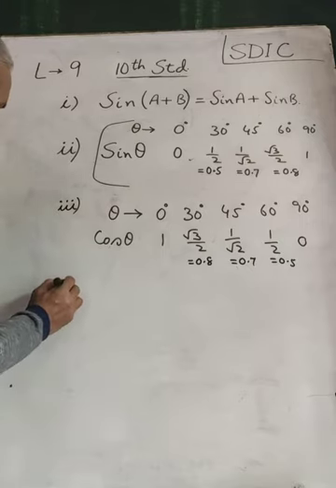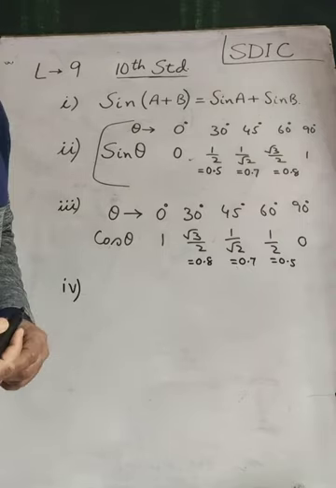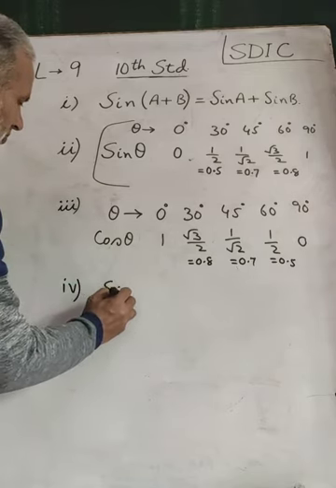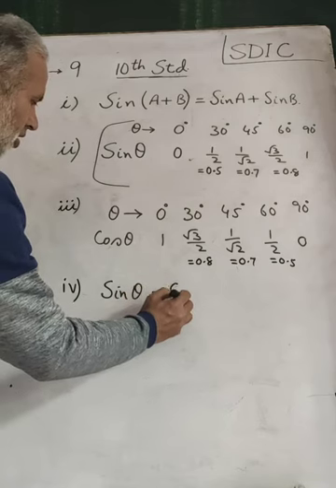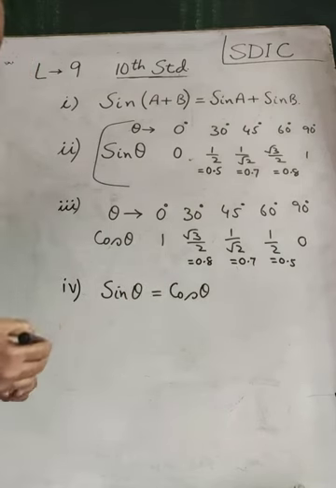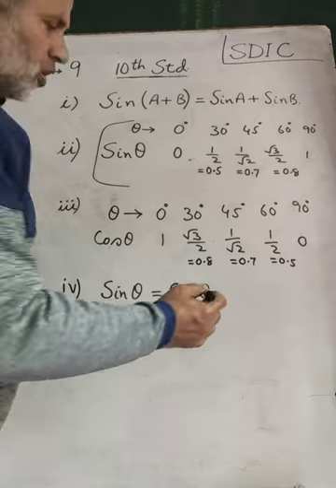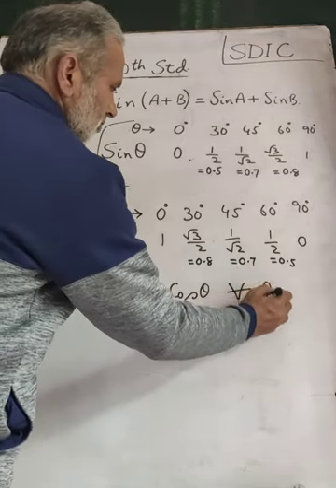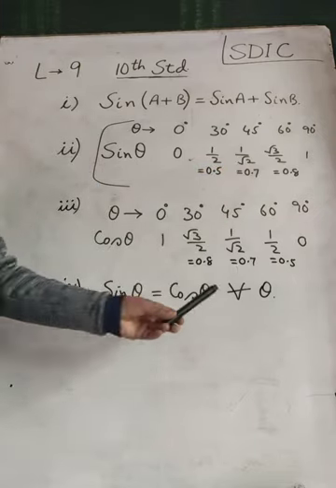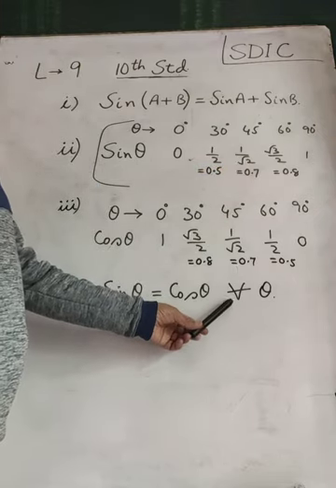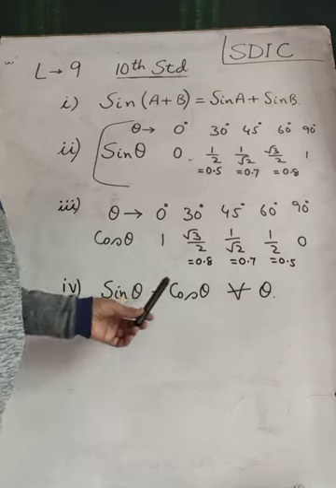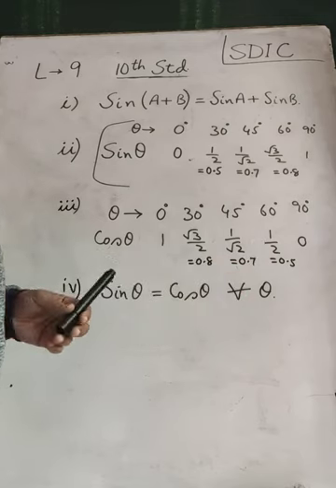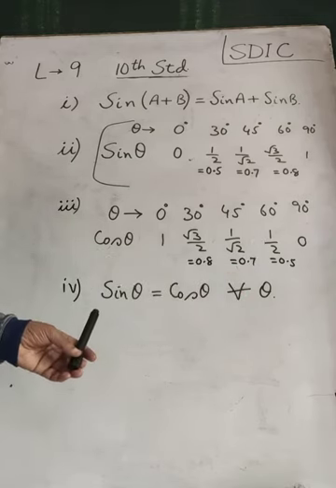Part 4. Part 4 is sine theta is equal to cos theta. Values of sine theta and cos theta are equal according to the statement for all values of theta. This is the next statement. This is the short form for: sine theta is equal to cos theta for all values of theta. Now you have to say, is this true or false?